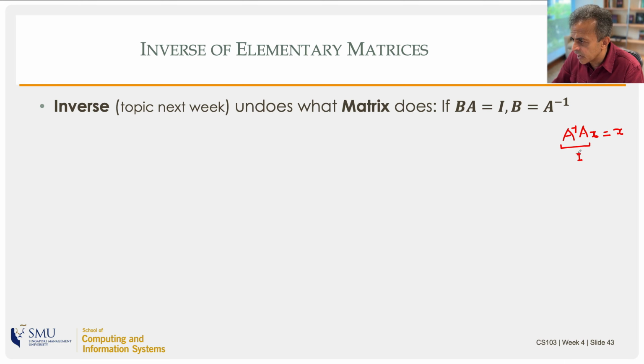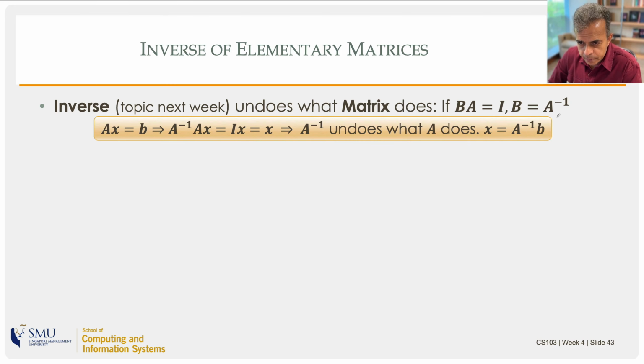So if you can find a matrix such that when multiplied with the original matrix, you get I, then that matrix that you found is the inverse, which is what I said here also. If BA is I, then B is considered the inverse of A. If AX is equal to B, A inverse times A times X is I times X, which is just X. So A inverse actually literally undoes what A did. And also you can write X as A inverse being run on B.